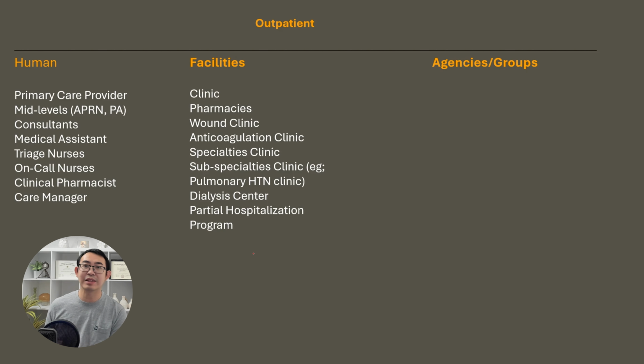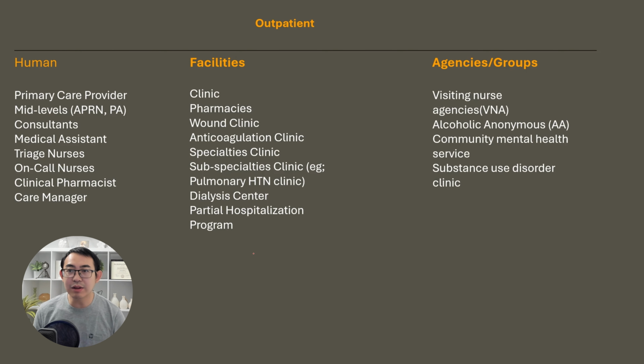And these are facilities, which is a hospital. It's physical locations. All that I listed in facilities are meant to be physical locations that you can actually go to. And then finally, the agency and groups. There's some overlap, of course, with the inpatients, but some of the outpatient ones are visiting nurse agency. We call that the VNA. There's an alcoholics anonymous group for people who are struggling with alcohol.